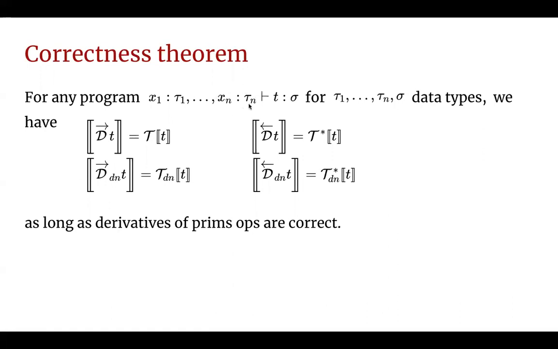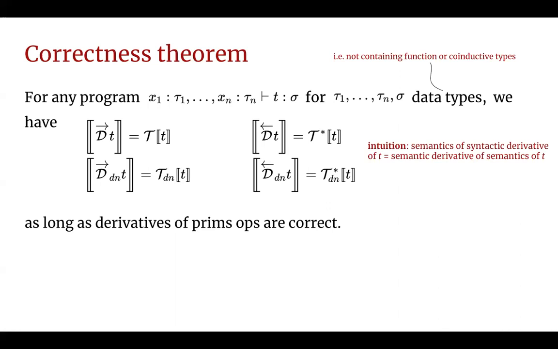So the best we can do is say, for any program whose inputs are data types and whose outputs are data types, so that means first order types, types that don't have any function types or co-inductive types in them, then the semantics of the syntactic derivative is the semantic derivative of the semantics of the original program. Right? So that's the intuition. Our correctness theorem says that for any of these programs with first order or data input types, so no codata, and data output types, the semantics of the syntactic derivative is the semantic derivative of the semantics of the program. And this is sort of the best we can do.